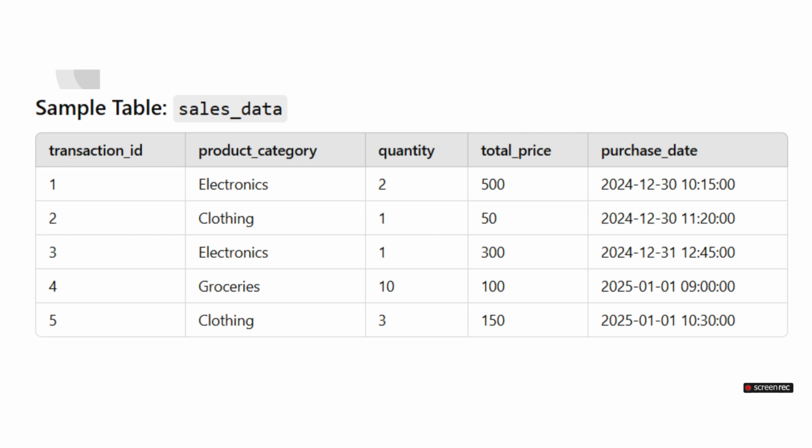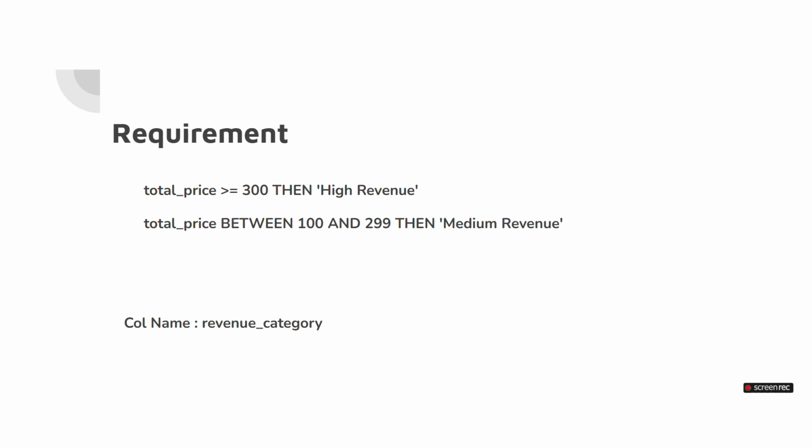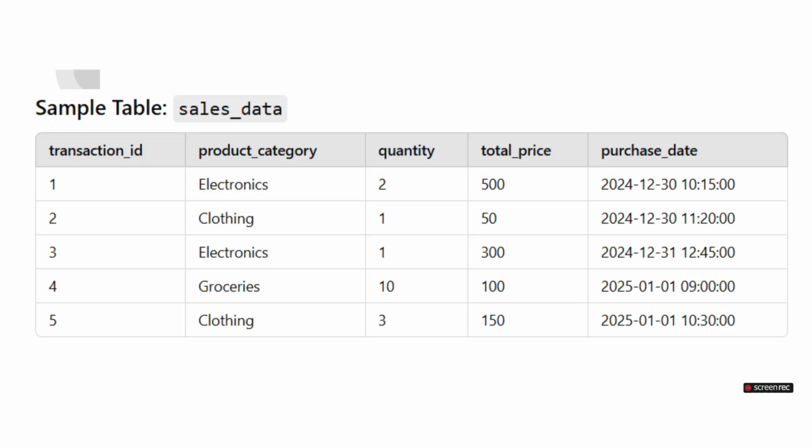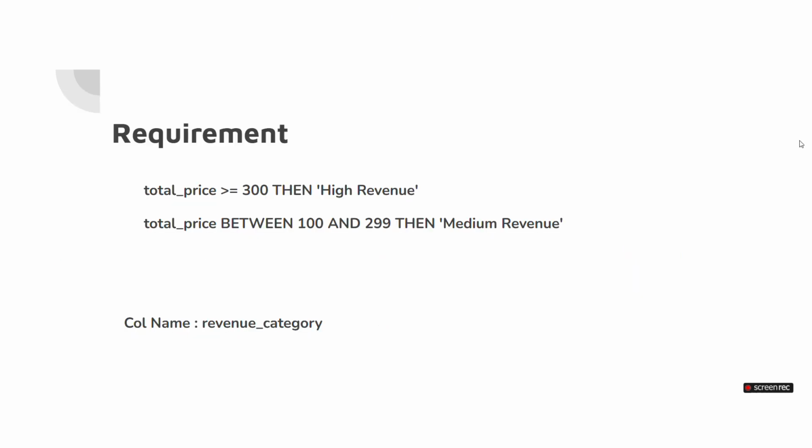Okay. My requirement is, if the total price is greater than or equal to 300, then it should display high revenue. Then second, if the total price is between 100 and 299, then it should display medium revenue. The column name should be revenue category. You can also see this sample input data. The total price you can see, right? 500, 50, 300, 100, 150. So based on that, we are going to do this.